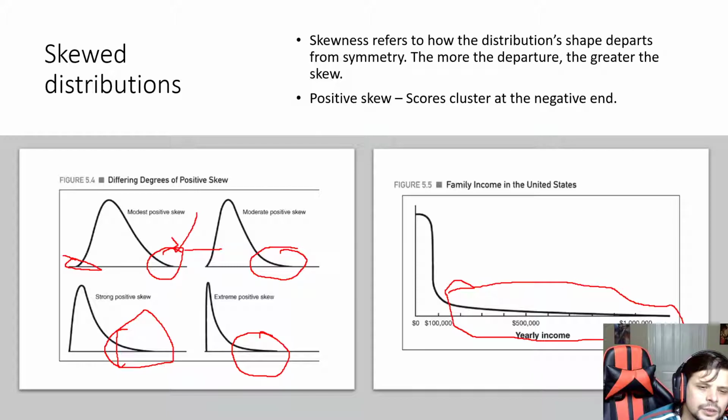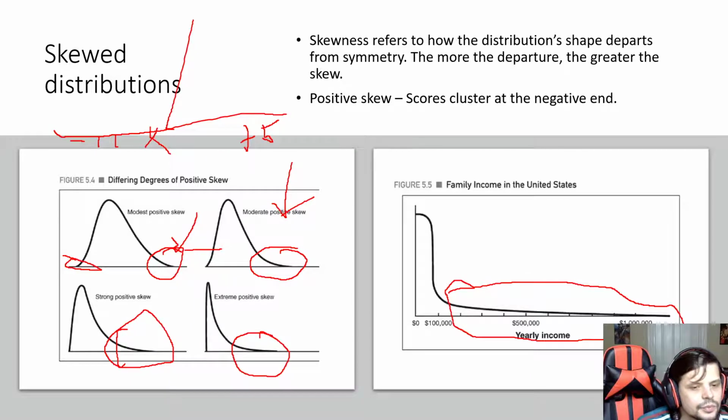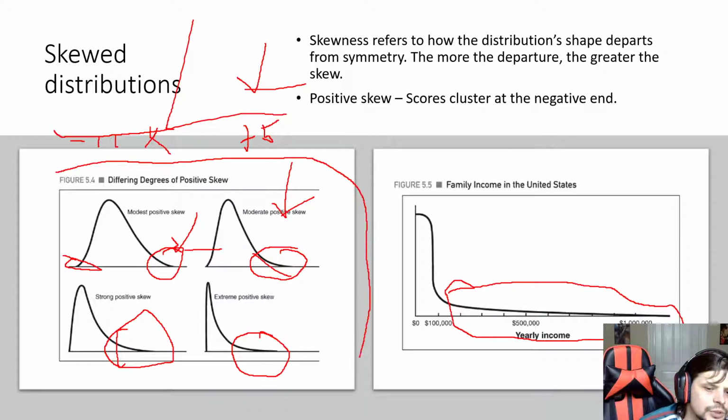So a positive skew would have the tail on the positive side. Let's go to our x-axis right here. There's another side to the x-axis. This is the negative side, and this is the positive side. Because the tail falls on the positive side, it's called a positive skew. So these are all positively skewed distributions with the tail on the right side or the positive side.